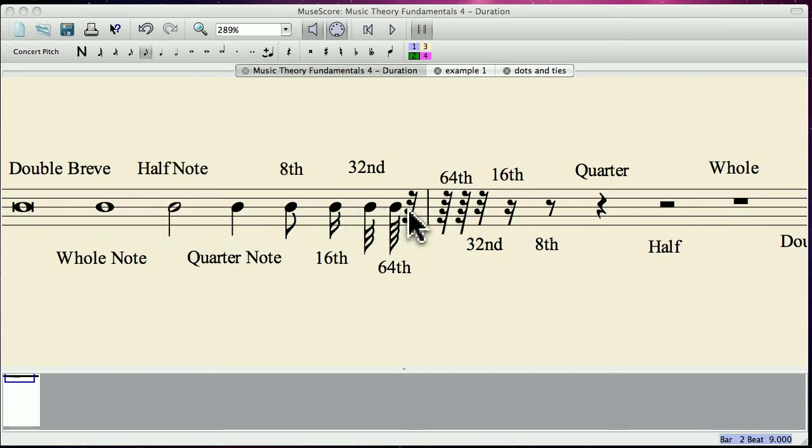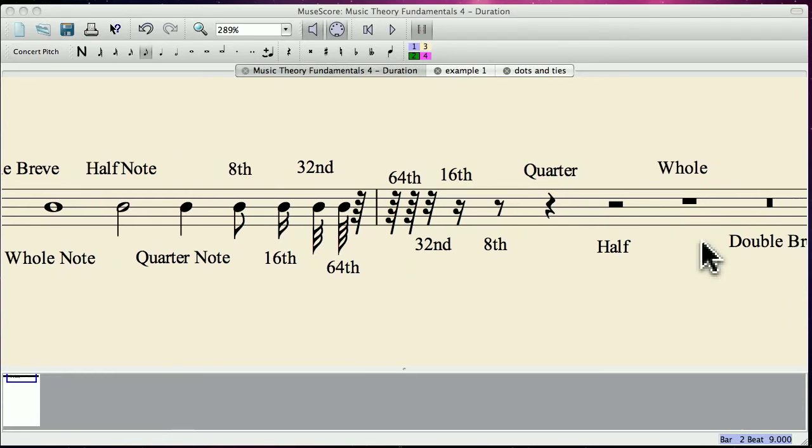With each corresponding note, there's also a rest, which means no notes should be played during a rest. Here we start with the 64th rest, which has 4 flags, which is the same as the 64th note. The 32nd has 3, the 16th rest has 2, and the 8th rest has 1, and then we move into the quarter rest, which is this shape here, the half rest, and the whole rest.